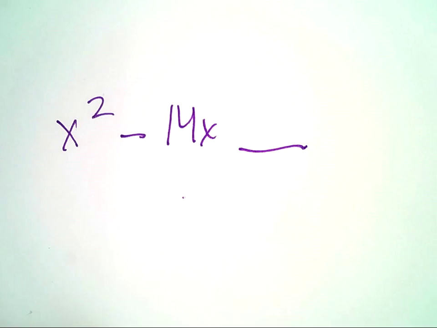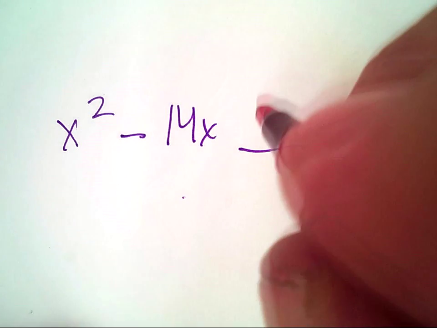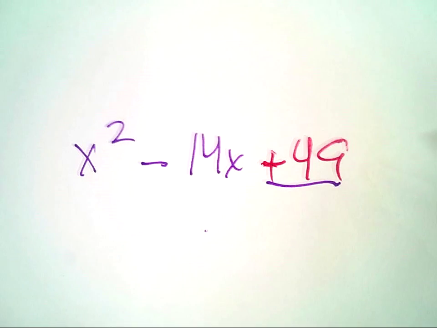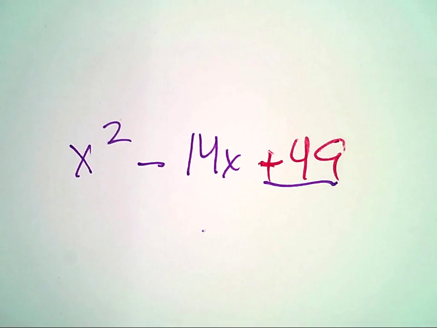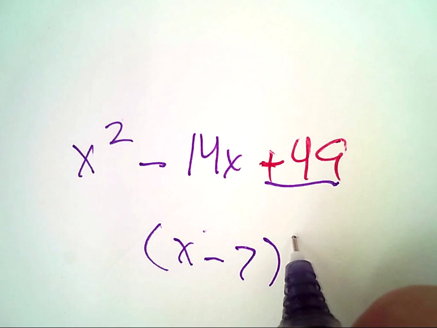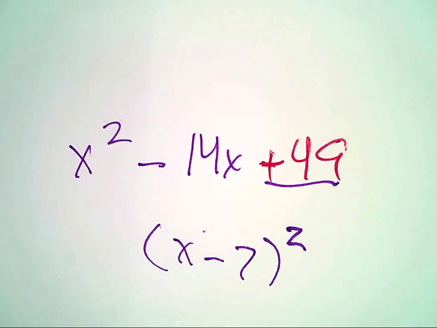What is it going to go over here? Yes, that's 14. You said 49? Positive 49. And so what does this come out to if I factor it? X minus 7 squared. Perfect.